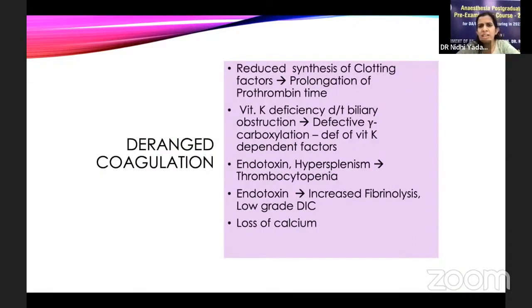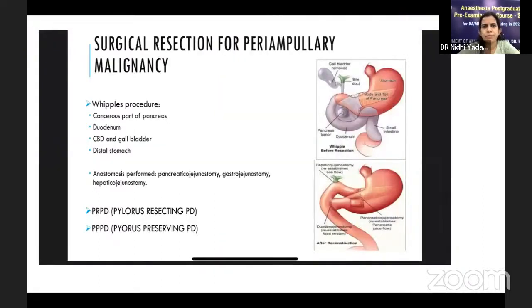There's deranged coagulation because there is reduced synthesis of the clotting factors, which leads to prolongation of the prothrombin time. Vitamin K deficiency due to biliary obstruction. There is defective gamma carboxylation. There is deficiency of vitamin K dependent factors. Endotoxins and hypersplenism lead to thrombocytopenia. Endotoxins also cause increased fibrinolysis and low-grade DIC, and there is loss of calcium.